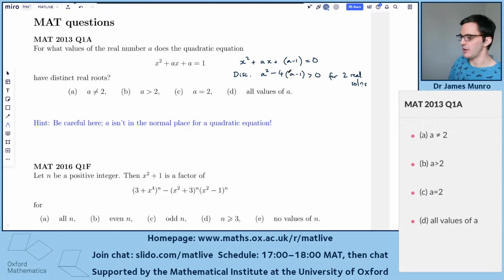Okay, I know this quadratic. This is a squared minus 4a plus 4, which actually factorizes, doesn't it? I want a minus 2 squared to be strictly positive.